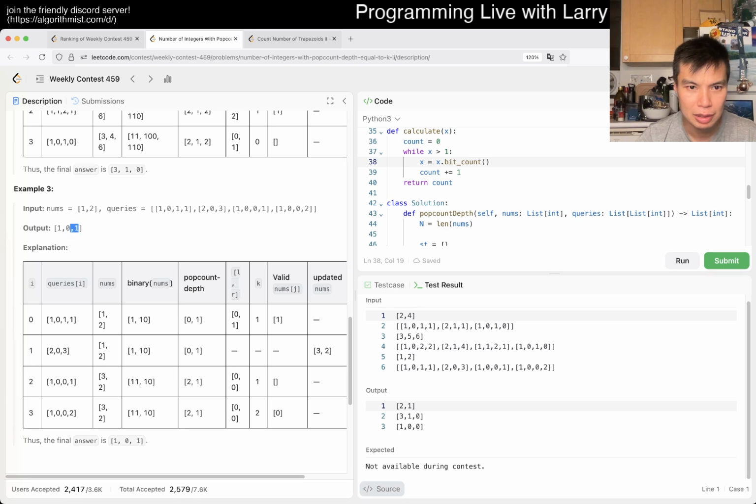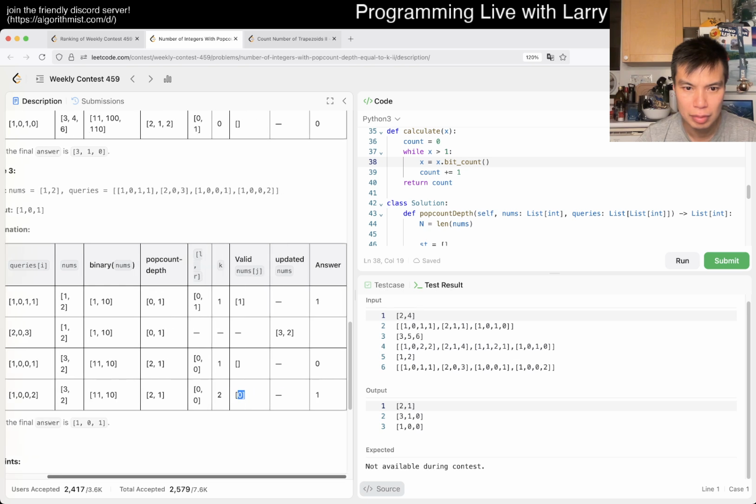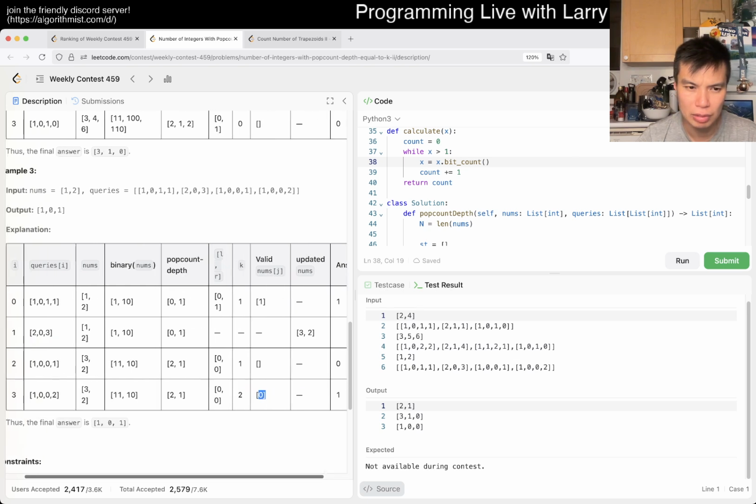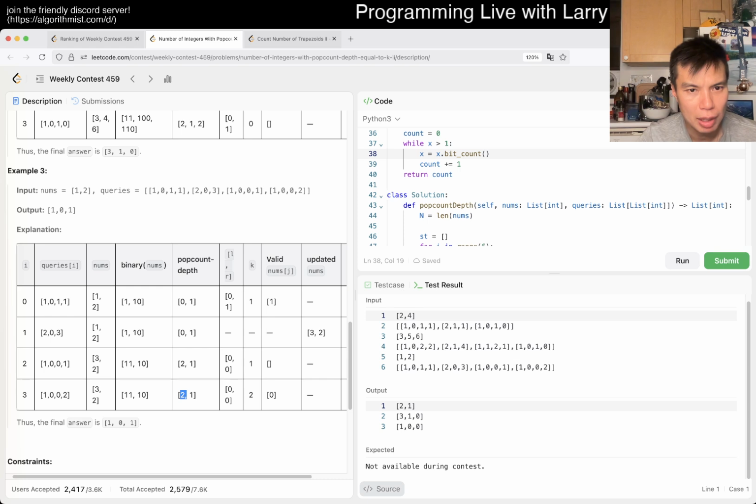Why is this 2? The binaries are pop count 2 and 1. Why did it 0? Wait, what? Oh no, 0 is the index, because that's 1. Oh no, k is equal to 2, right? So okay, why am I wrong?